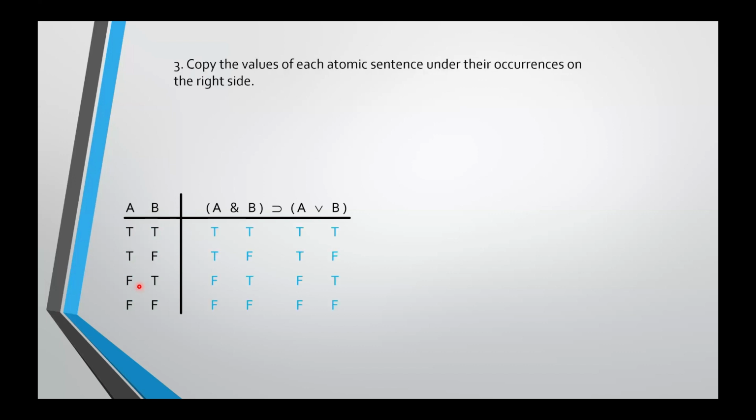So step 3 is you copy the values of each atomic sentence under their occurrences on the right side. This is standard for algorithmically generated tables. When people are doing tables by hand, this step is very often skipped, because that's a lot of writing, and you can just look at the values over here and copy them over. It's a little bit easier though, particularly early on. So at this stage, when you're first starting, I would recommend that you do this.